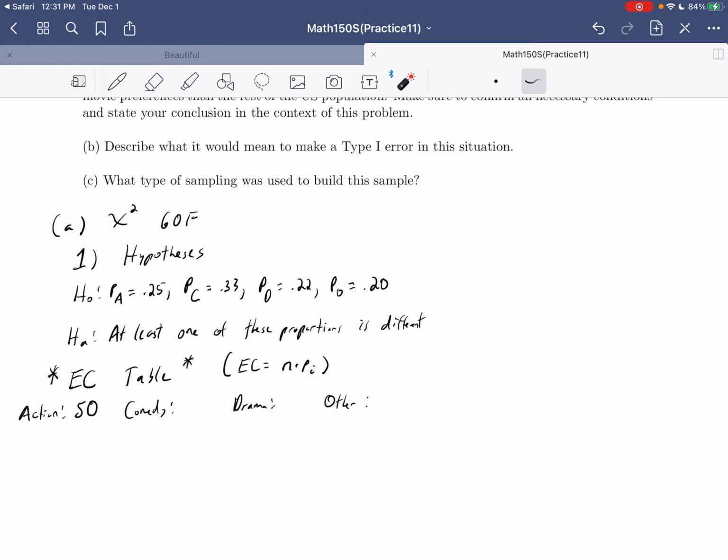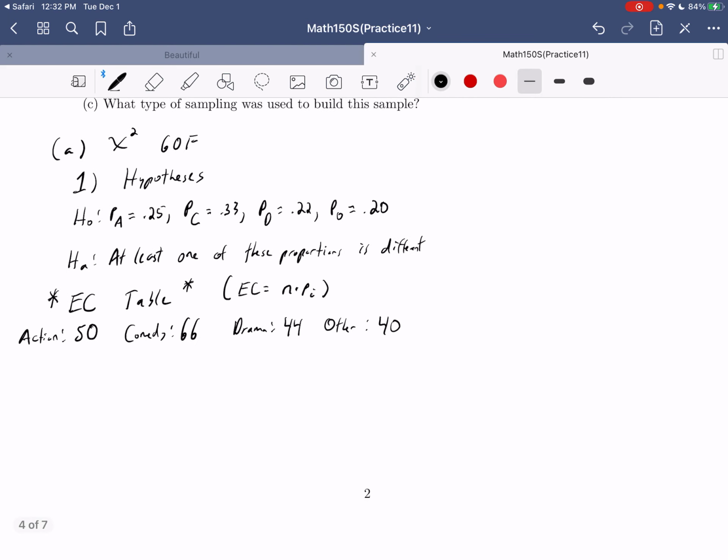All right, so for comedy, we do the same thing. We take 200, the sample size, times the p sub i, which would be 0.33, so 200 times 0.33, and we should get an expectation of 66. Then for drama, we'll take 200, again the sample size, times 0.22, because that was its proportion there, and we should get 44. And then finally for other, we take 200 times the proportion in the null hypothesis there, 0.20, and we should get 40. If you want, real quick, you can check that 50 plus 66 plus 44 plus 40 does give you 200. Again, we're not trying to change the sample size. We're just saying how we expected that sample to be distributed.